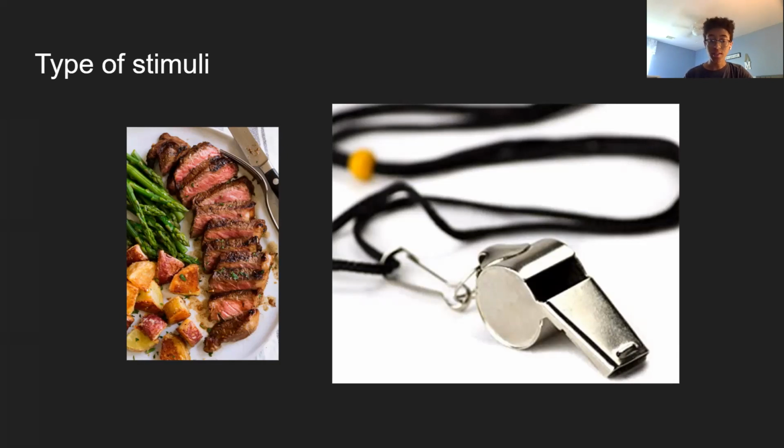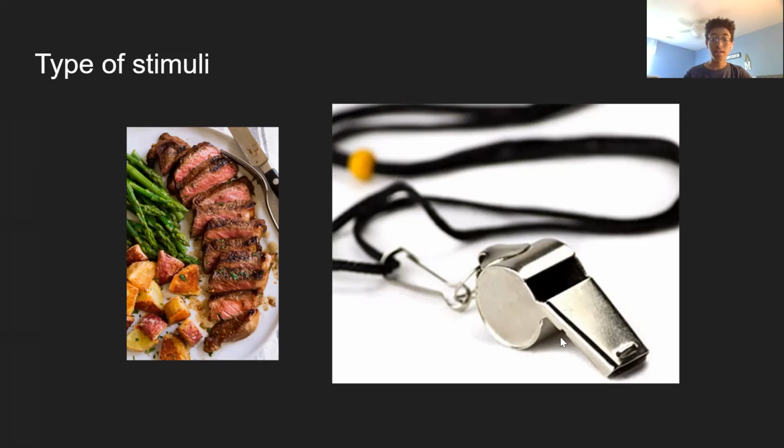The whistle is what we call a conditioned stimulus. The dog would only be happy about the conditioned stimulus if it has associated it with something good like steak in its mind. So it's only good after it's been associated with something that the dog knows is good, like steak, for example.